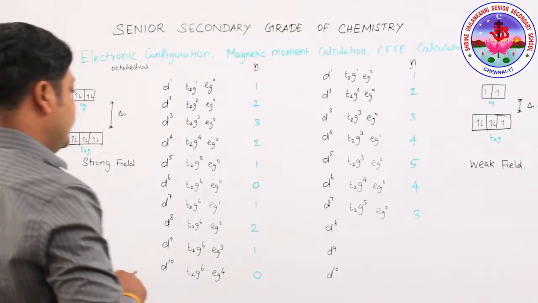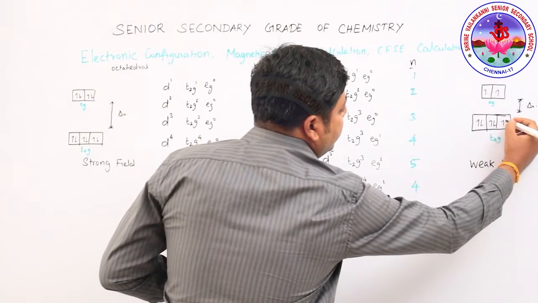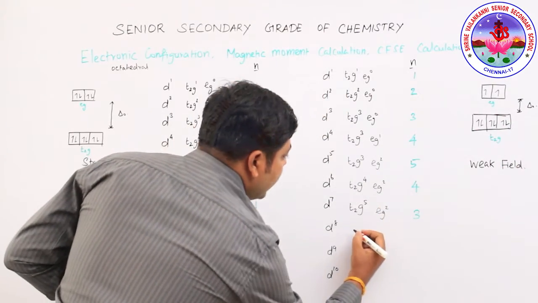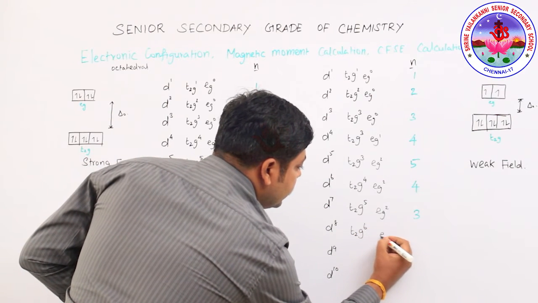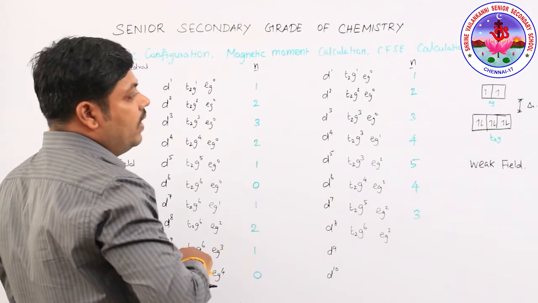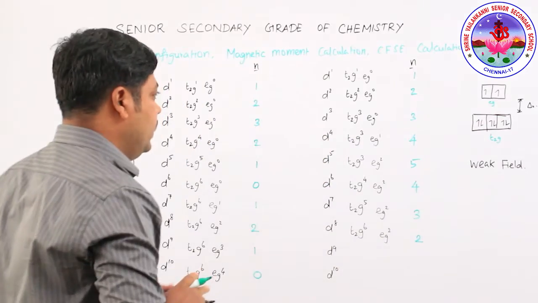Then the D8 system, look at this. The next electron enters into the T2G orbitals, that is the next subcell. So T2G is 6, Eg is 2. Now, the number of unpaired electrons is how many? 2. So, writing 2 unpaired electrons here.